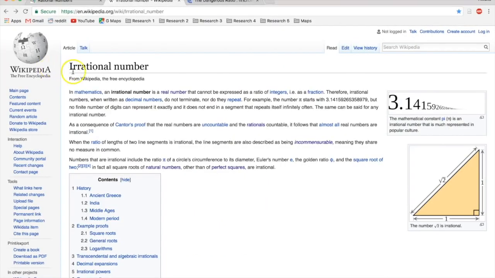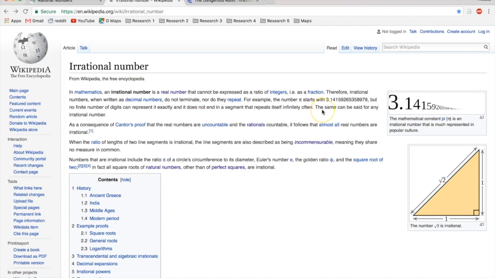So we're back here at Wikipedia under irrational number, and we're going to see what they have to say about irrational numbers. It says, in mathematics, an irrational number is a real number. We're going to come back to this. They cannot be expressed as a ratio of integers, i.e. as a fraction. Therefore, irrational numbers, when written as decimal numbers, do not terminate nor do they repeat. For example, the number pi starts with 3.14 going off into infinity, but no finite number of digits can represent it exactly, and it does not end in a segment that repeats itself infinitely often. The same can be said for any irrational number.